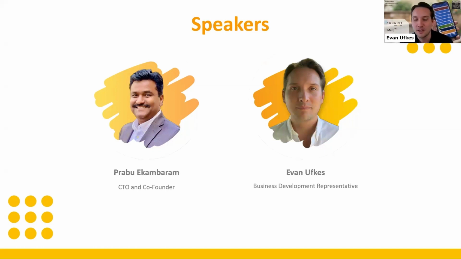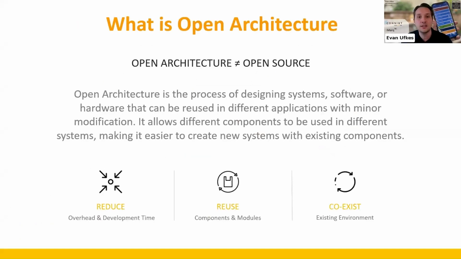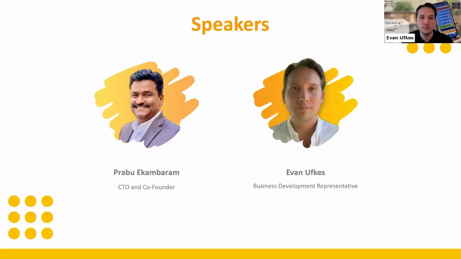So just to quickly introduce myself, my name is Evan Ufkes, and I work here with the business development team at Connixt. And most of you may already know Prabu, our CTO and co-founder here at Connixt. Now, today is a bit of an unusual webinar. We usually talk about what we are doing, and this one is more about the why, the question of why we do what we do. Sort of talking about the DNA of Connixt and exploring the dynamics of our open architecture capabilities.